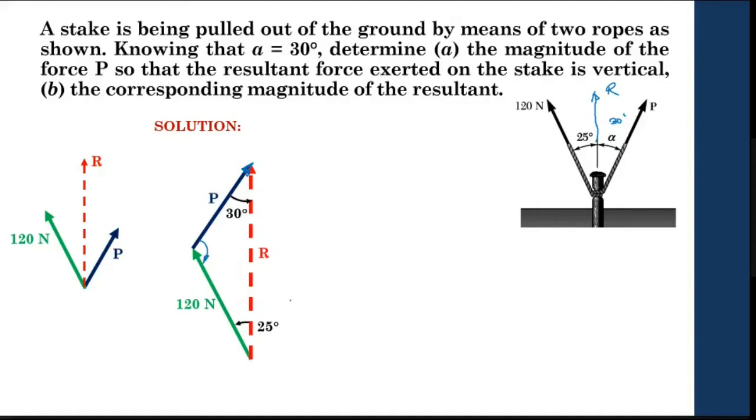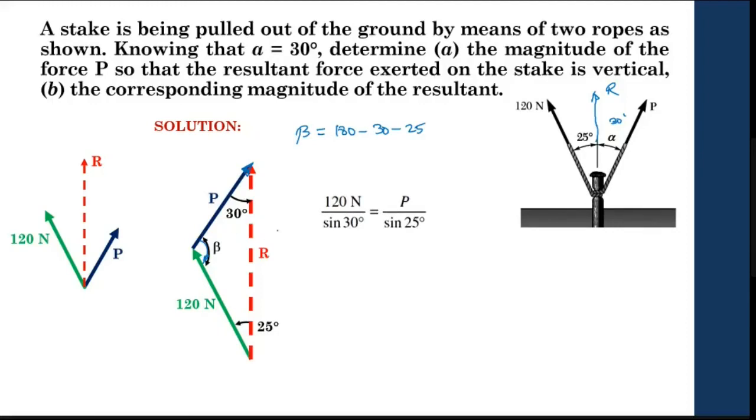125, sir. You know that the inside angles of a triangle add up to 180 degree, right? So this angle will be 180 minus 30 minus 25, right? You will get the angle. That is my beta, right? So beta you can identify, right?